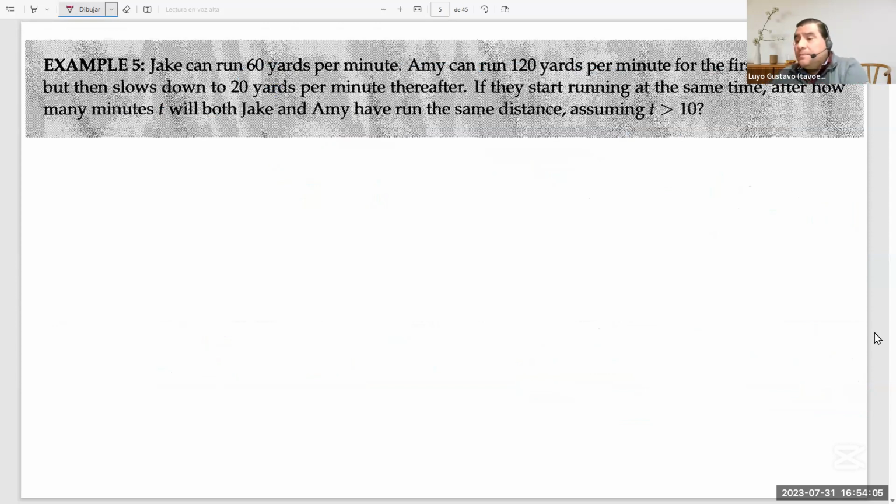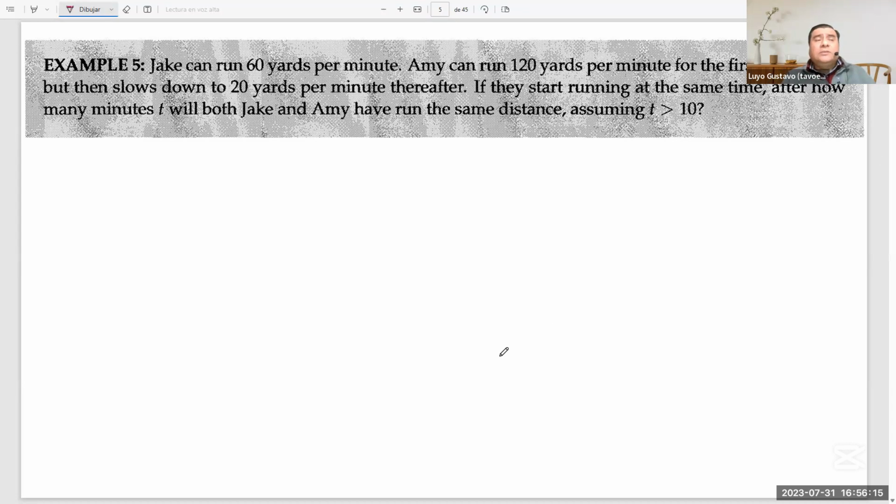Clock is ticking. Okay, so how do we do this? It says Jake can run 60 yards per minute, right? Amy can run 120 yards per minute for the first 10 minutes, but then slows down to 20 yards per minute thereafter. If they start running at the same time, after how many minutes T will both Jake and Amy have run the same distance, assuming T is greater than 10?